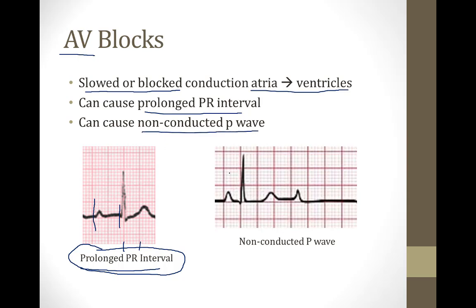So if you look at this tracing here, we have a P wave followed by a QRS complex. So this P wave is conducted to the ventricles. That's why it generates a QRS complex. This P wave here is not conducted to the ventricles, and it does not generate a QRS complex. That's called a non-conducted P wave, and that's what can happen if you have a severe type of AV block in which the electrical impulses cannot reach the ventricles.